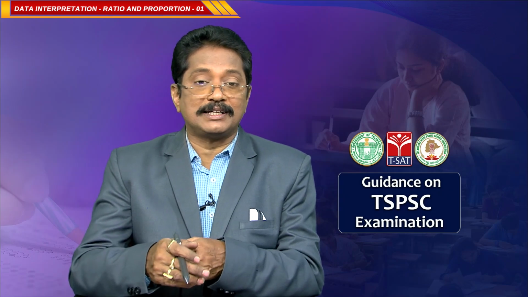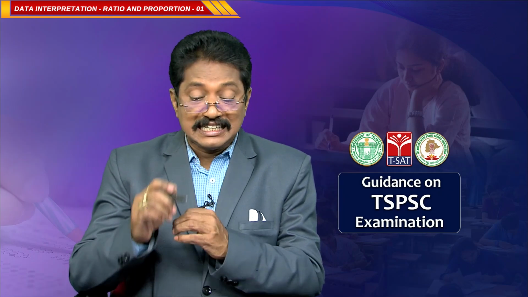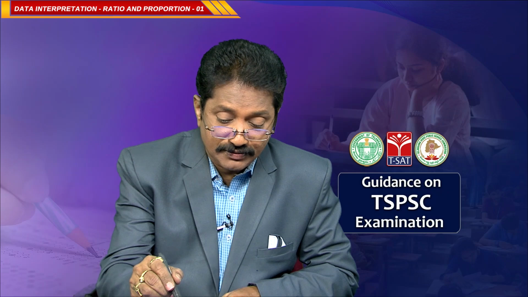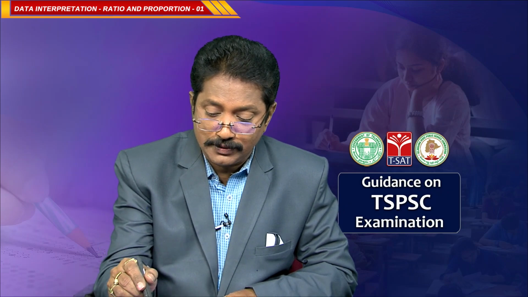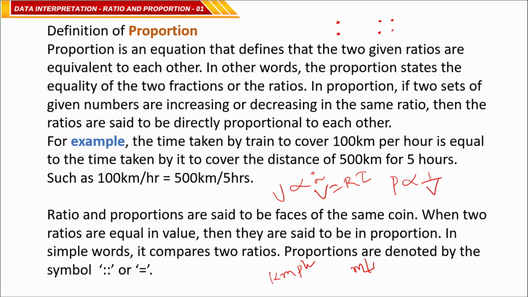Proportions are denoted by the symbol "as" or "::". So, here the ratio will be shown with this symbol and the proportion will be shown with this one. This is the symbol for ratio and this is the symbol for proportion. So, we can understand the difference between these two. Actually, comparison of two ratios is called proportion, that is it.